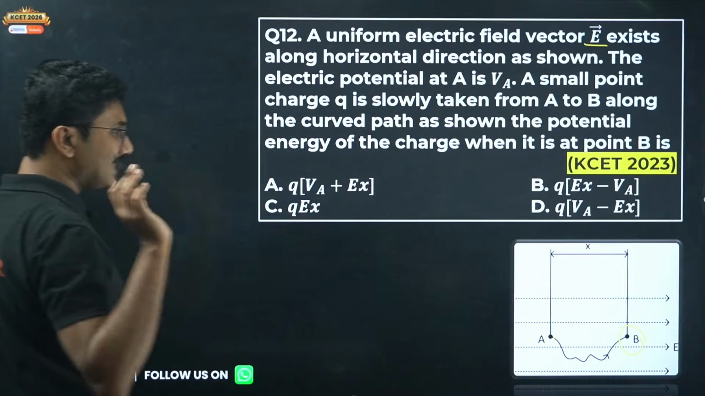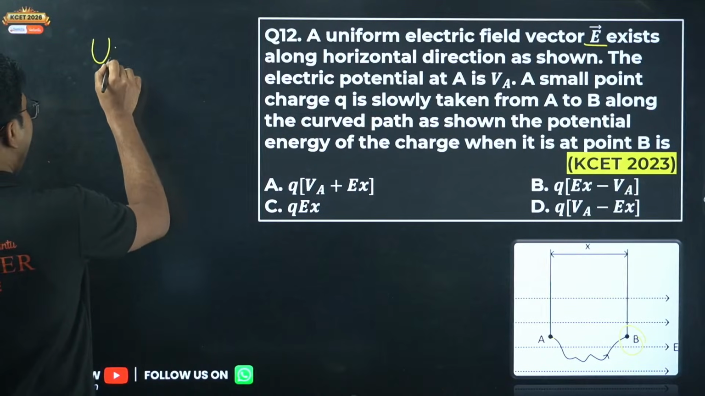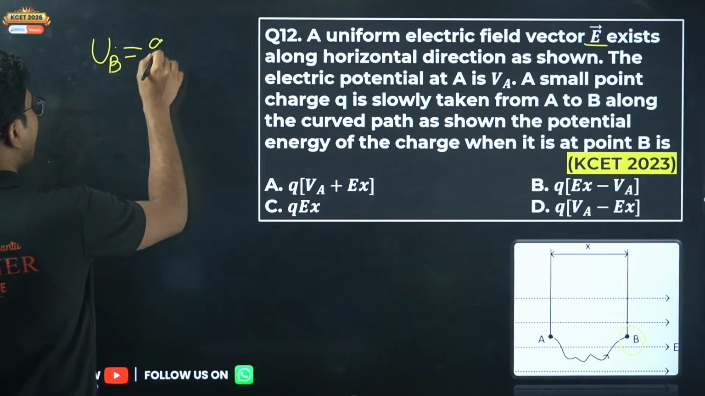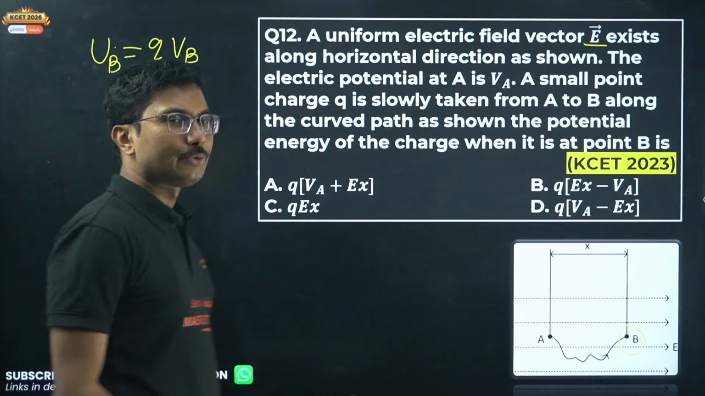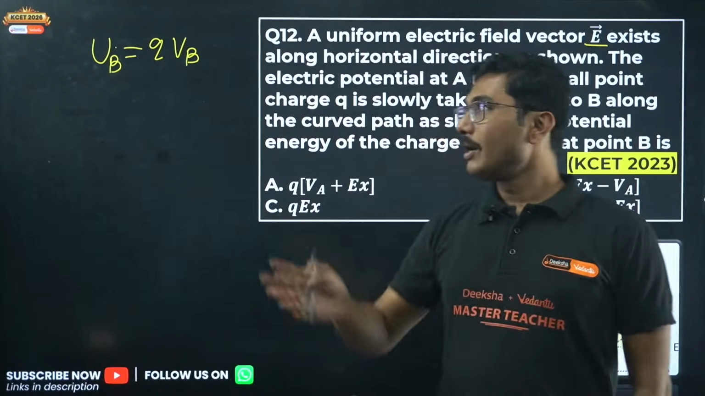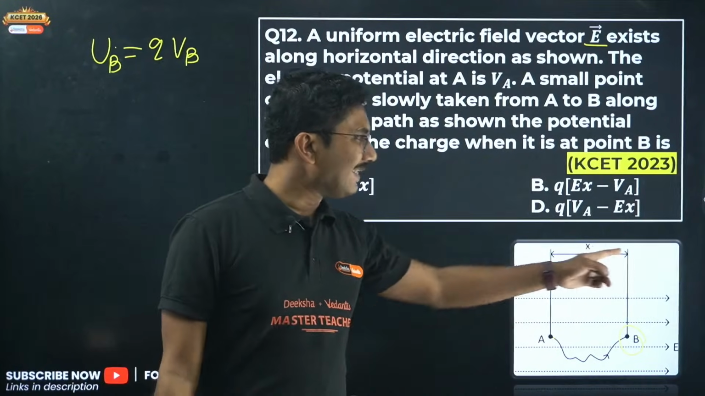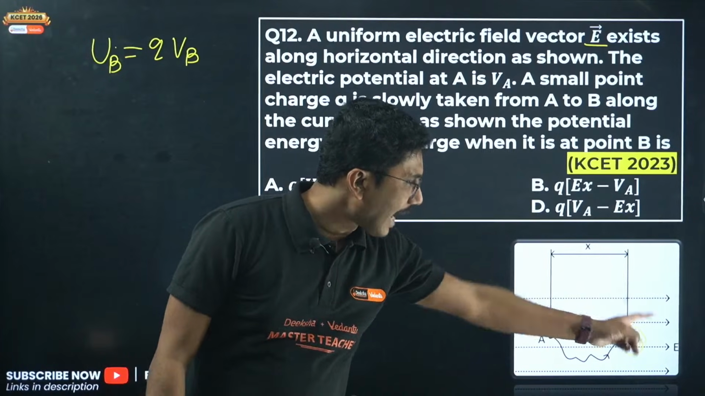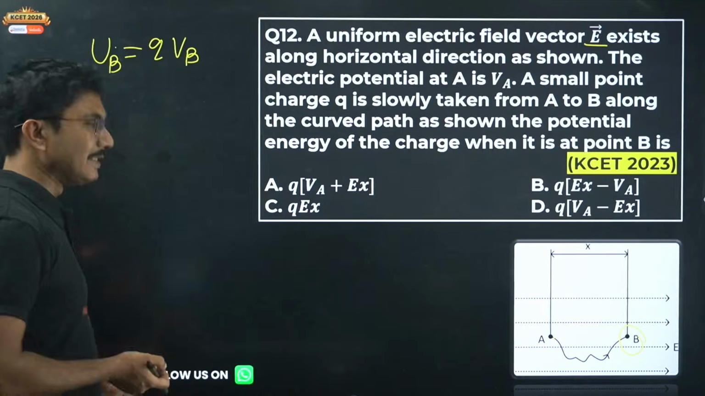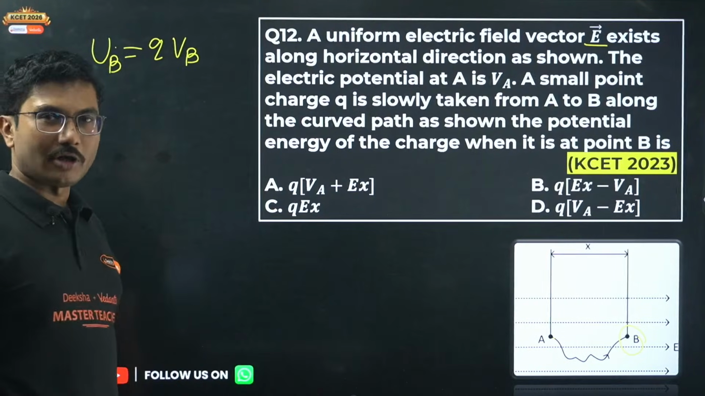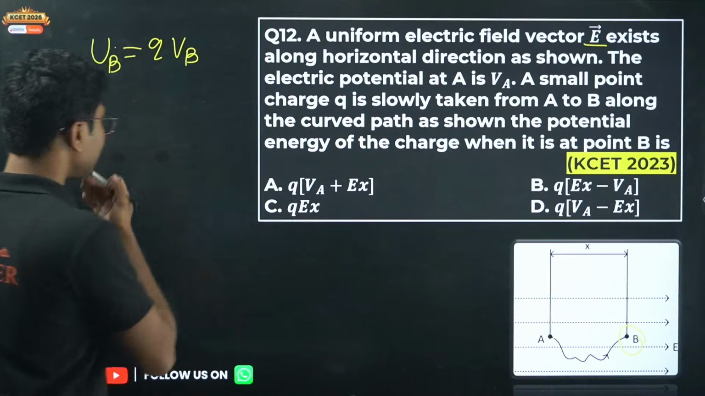If the potential was given, this would have been only a one-line question. Potential energy at B will be charge times potential of B. Okay, so this would be the answer, but VB is not given in the question. VA is given, E is given, and the distance X is given. Now what should be the answer? Let's see. I will solve, you try to solve along with me and answer it before I finish it.